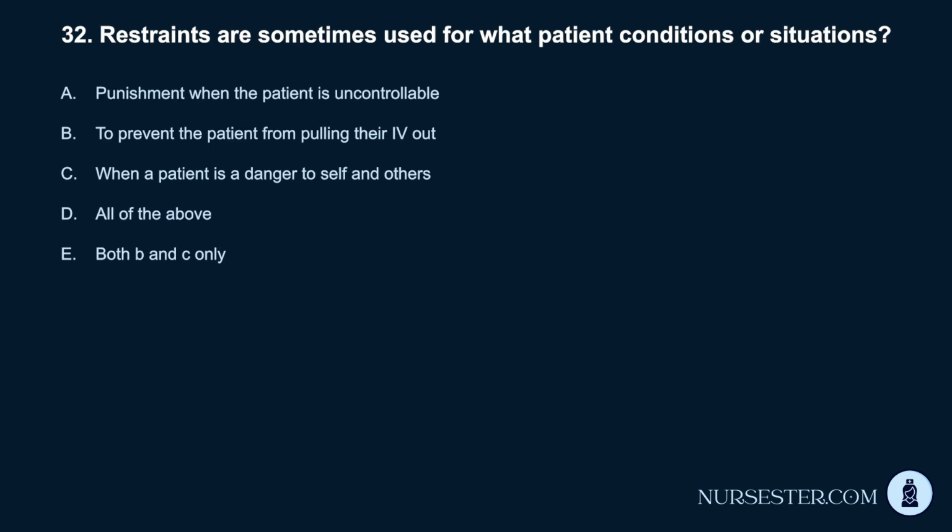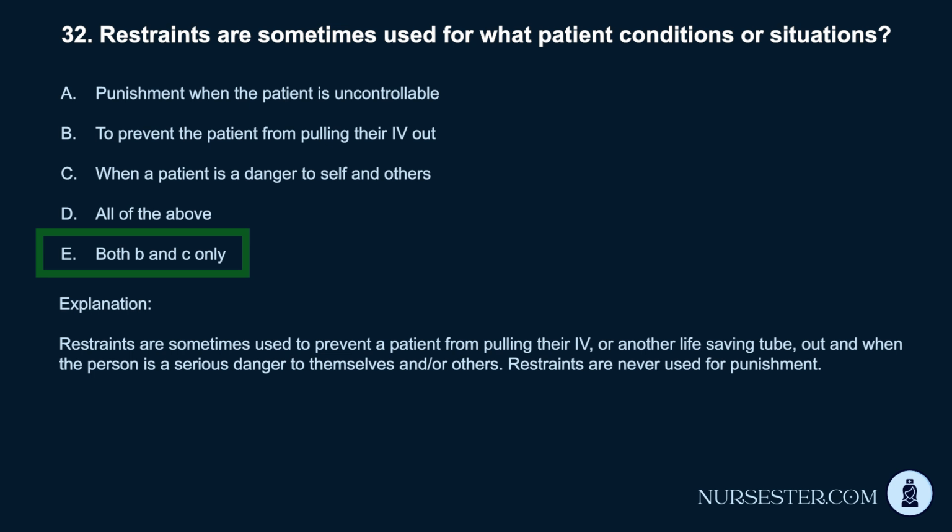32. Restraints are sometimes used for what patient conditions or situations? A. Punishment when the patient is uncontrollable. B. To prevent the patient from pulling their IV out. C. When a patient is a danger to self and others. D. All of the above. E. Both B and C only. Correct answer: E. Both B and C only. Restraints are sometimes used to prevent a patient from pulling their IV, or another life-saving tube, out and when the person is a serious danger to themselves and or others. Restraints are never used for punishment.